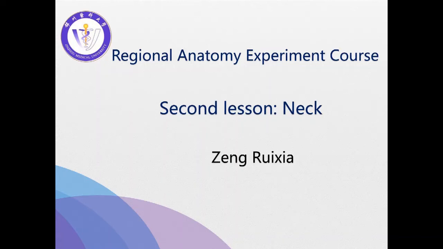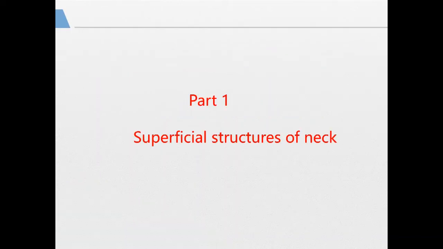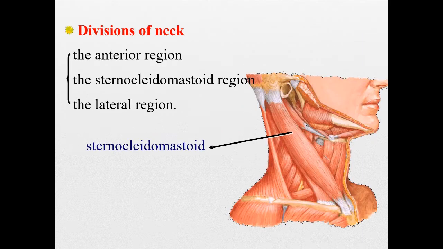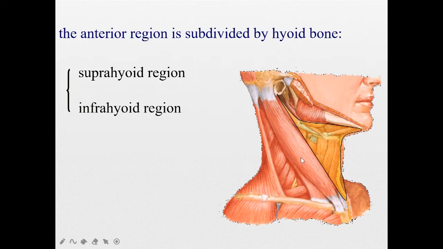The second course is the neck. Now, part 1, superficial structures of the neck. The neck is divided into these three regions: anterior region, lateral region, and sternocleidomastoid region. The anterior region is divided into suprahyoid region and infrahyoid region by this hyoid bone.